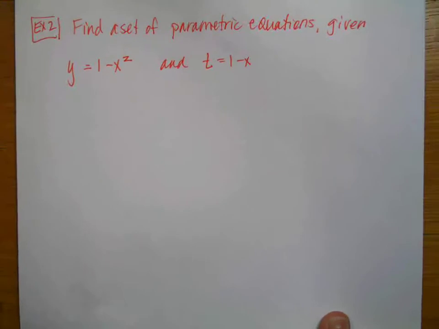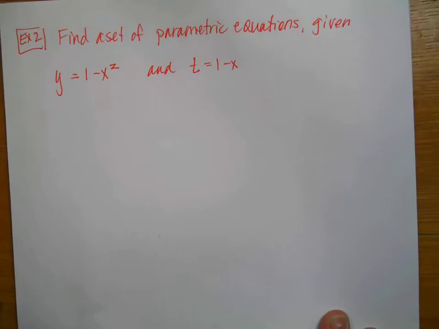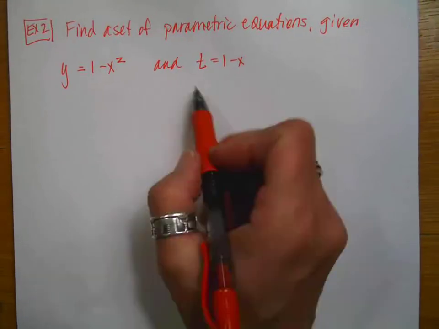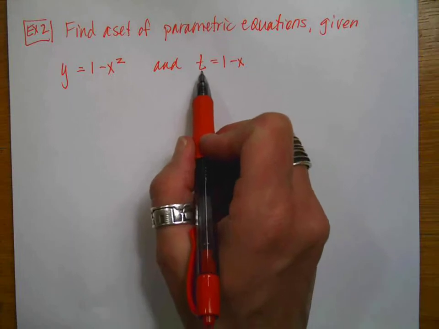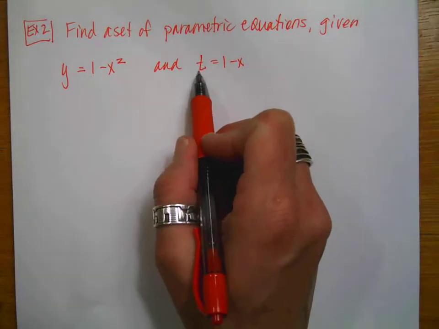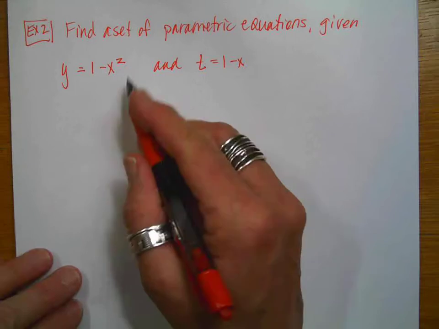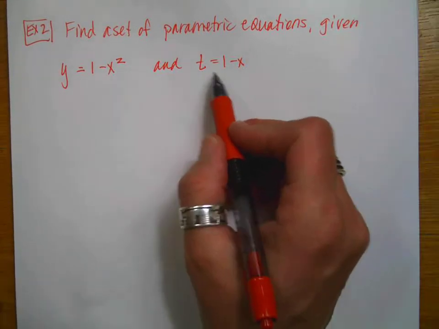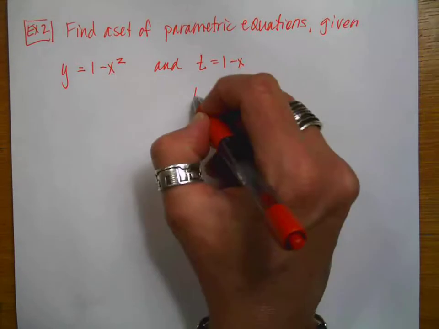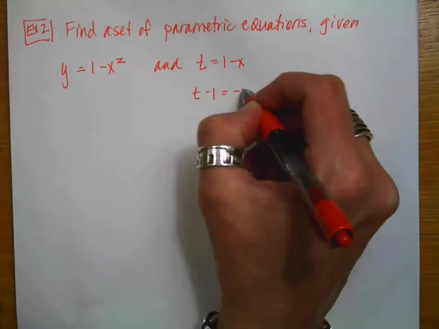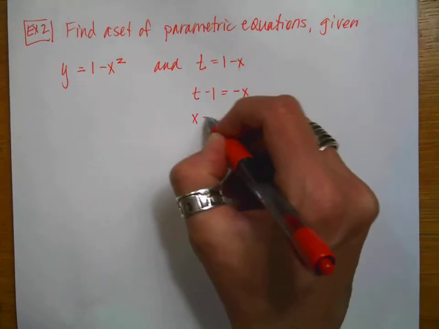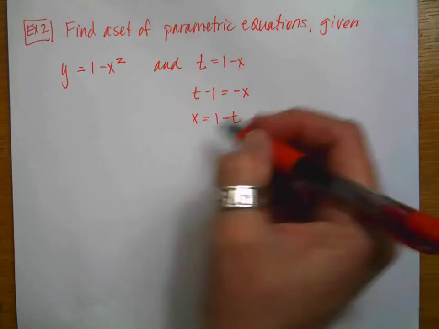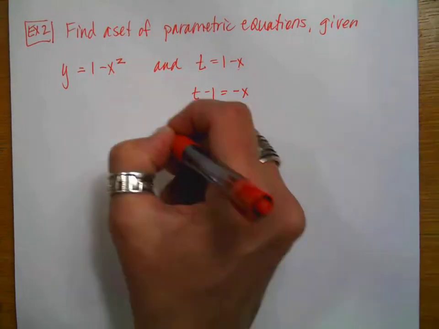So in these types of problems, my pen just had an explosion. In these types of problems, they have to tell you what your parameter is going to be, otherwise you can't just generate it. So now what I'm going to do is I'm going to solve for x. So I get t minus 1 is equal to a negative x, and x is going to equal 1 minus t.